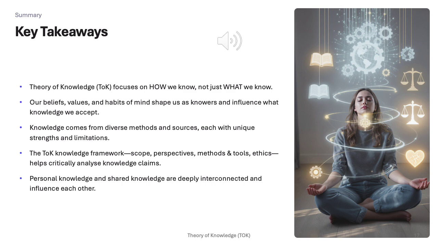To summarize, our key takeaways. The theory of knowledge focuses on how we know, not just what we know. Remember that your beliefs, values, and habits of mind shape you as a knower. Knowledge comes from diverse methods and sources, each with its own strengths and limitations. We can use the Theory of Knowledge Framework, scope, perspectives, methods and tools, and ethics to critically analyze any knowledge claim. And finally, remember that your personal knowledge and the shared knowledge of your communities are deeply interconnected and influence each other.